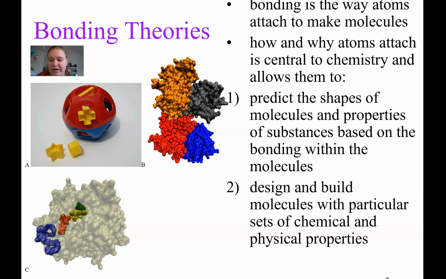So the pictures that are on here, I took these from a journal of pharmacology, and it was describing shape and drug interactions. And so it used that toy in the first picture to kind of illustrate the idea that certain pieces will only go into certain openings. In the picture labeled B, the orange and black, red and blue are four different proteins, but they're able to fit together because they have a very specific shape.